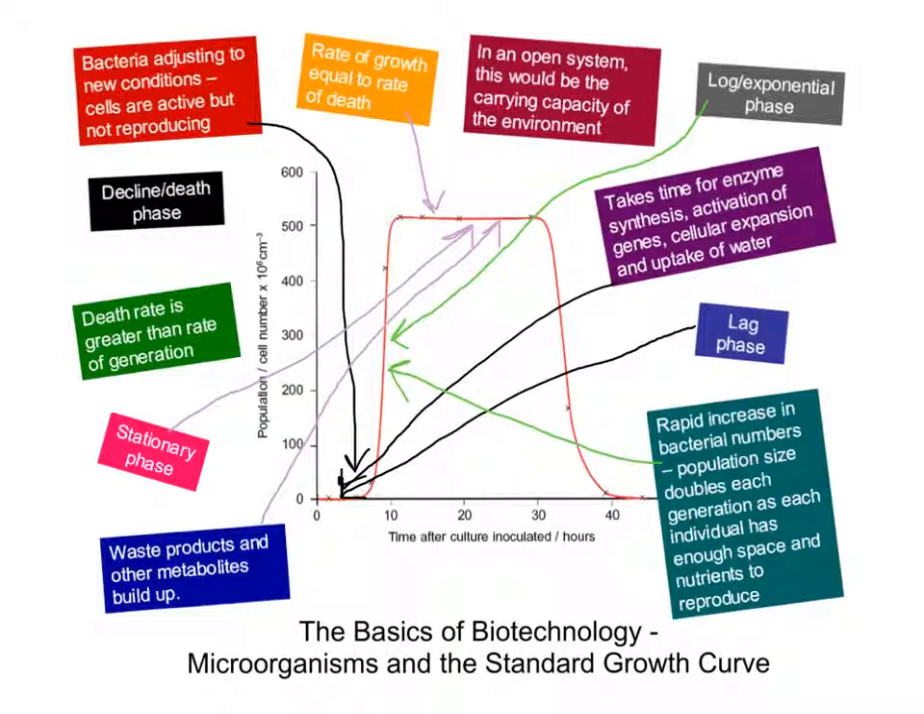Now, in an open system, this would be the carrying capacity of the environment. Carrying capacity, by that I mean the sort of maximum this can hold, for example. It's the maximum amount of population that can be sustained in that particular environment. And then we have this sharp decline.